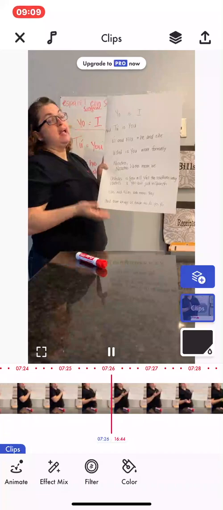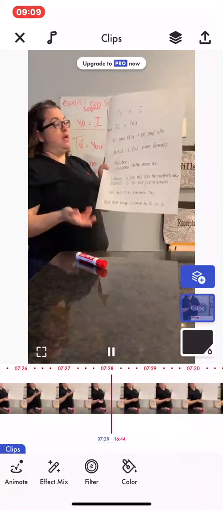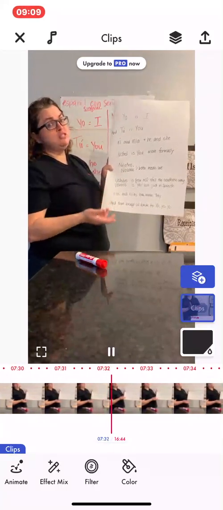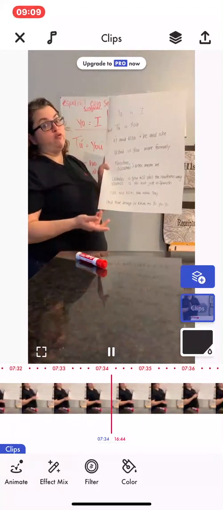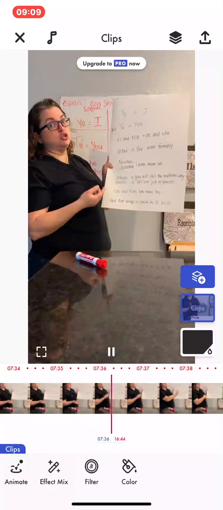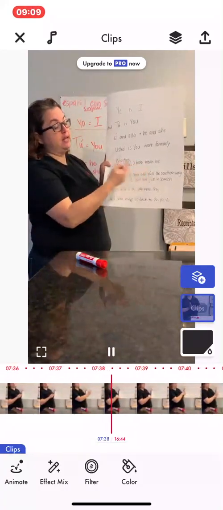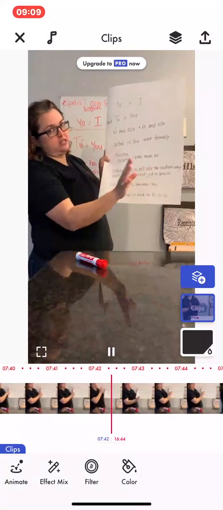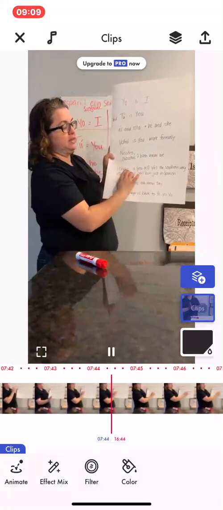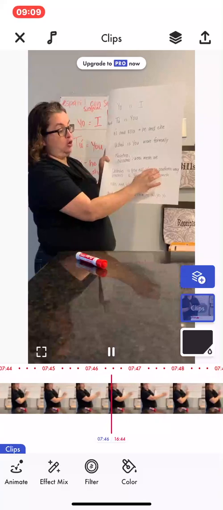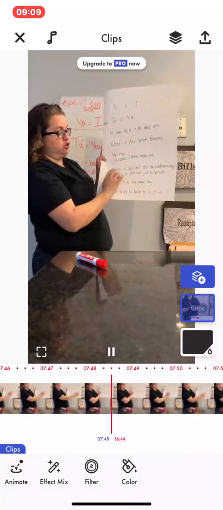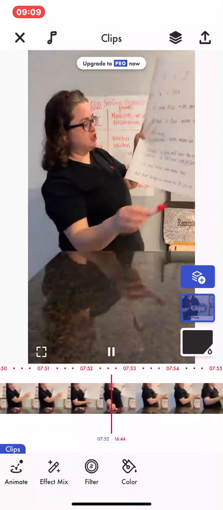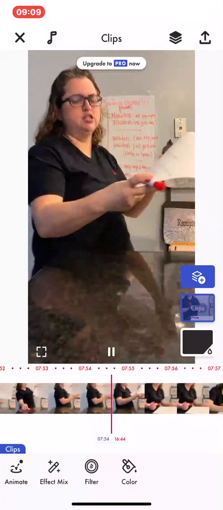Yo is I, and tú is you. Él and ella, he and she. Usted is you, more formally. Nosotros, nosotras, both mean we. Ustedes, vosotros. And so this one's going to be a little bit tricky. So we're going to say ustedes is y'all, the southern way. Vosotros is y'all, but just in Spain. Okay? It actually should be Spain, not Spanish.